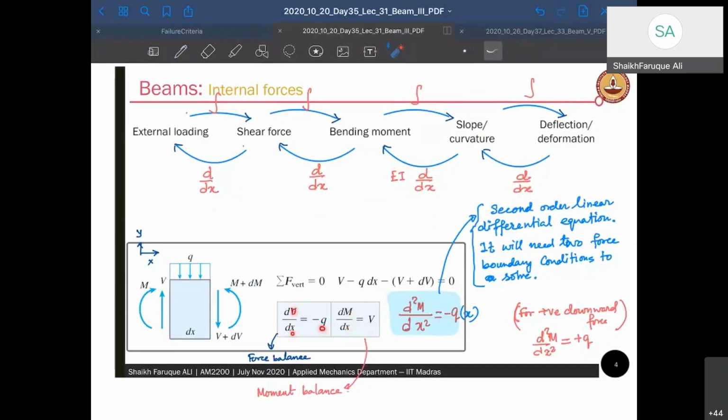So if I put this back here, what I get is d square M by dx square is minus Q of x. Now remember, this minus sign is coming because of the sign conventions I'm considering here. Some books will follow a different sign convention, and then you will not get that minus sign. It's a second order differential equation, if you note. What we have assumed here is upward V is positive and anticlockwise moment is positive. These are my positive sign convention.